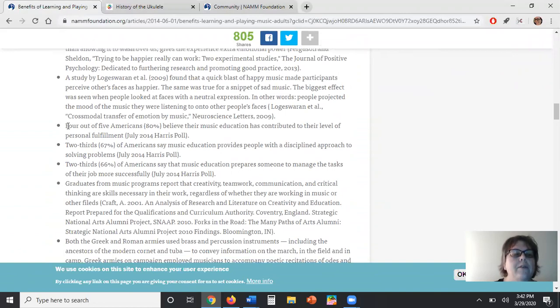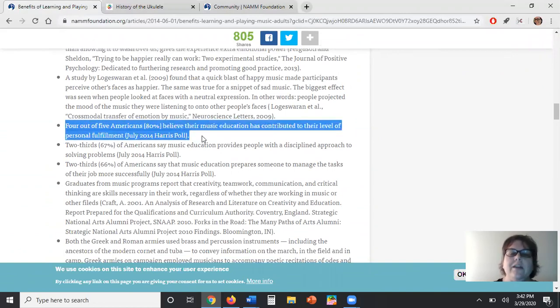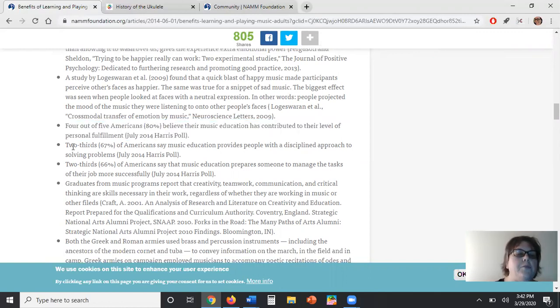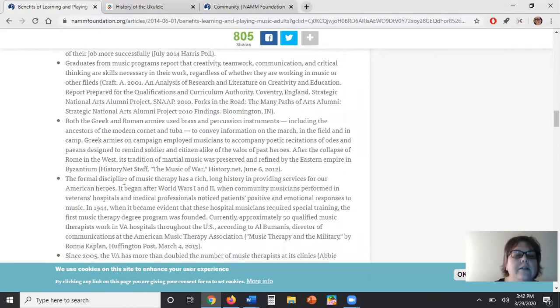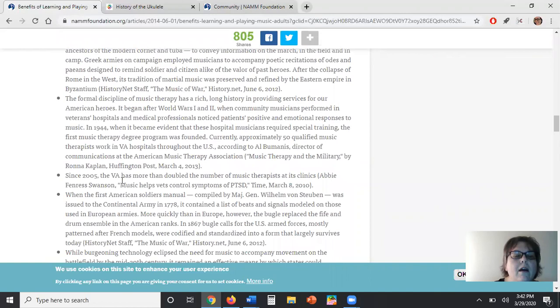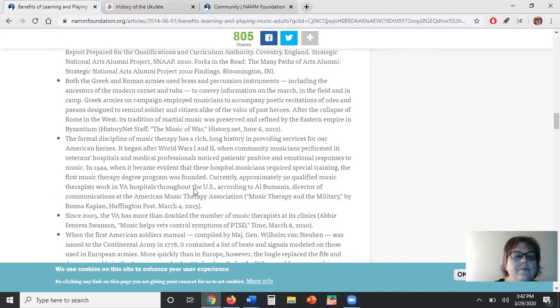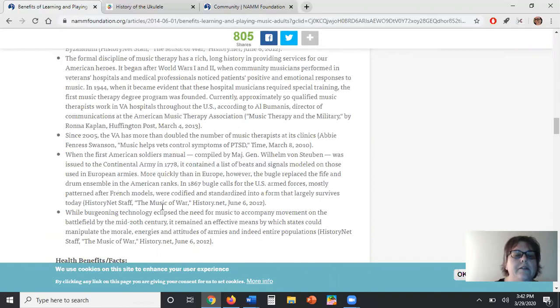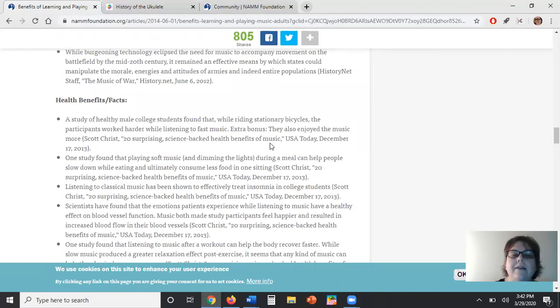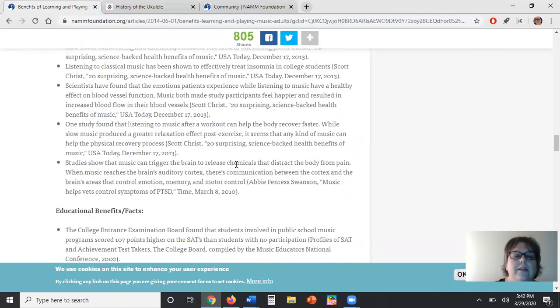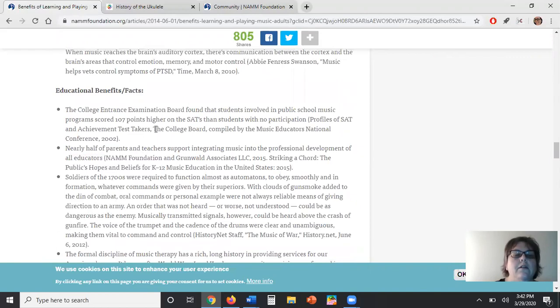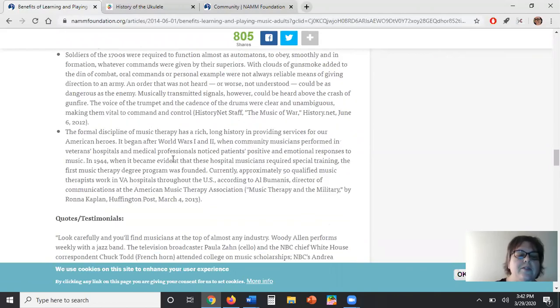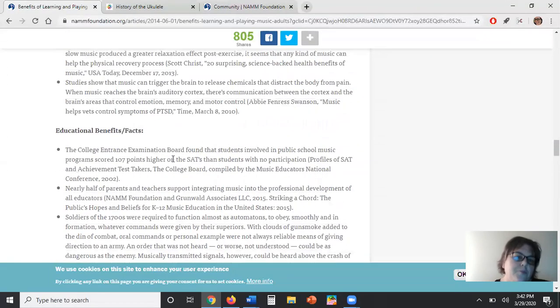You see here, 4 out of 5 Americans, 80%, believe their music education has contributed to their level of personal fulfillment. And that's from a July 2014 Harris poll. Down here, you've got something from an article from Huffington Post. You've got the health benefits and facts. Here's something they cited from USA Today. You've got the College Board profiles of SAT and achievement test takers. So even though this is all in bullet point form, this is pretty well organized.